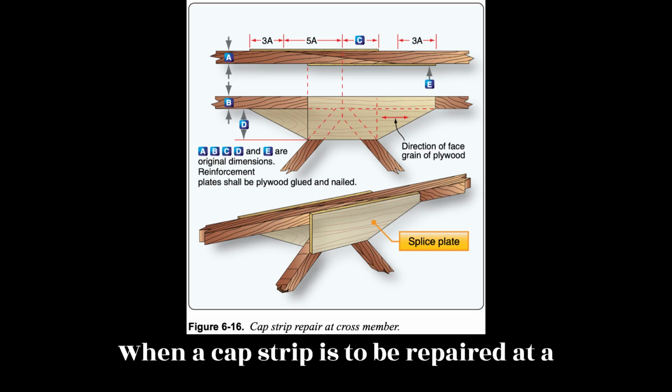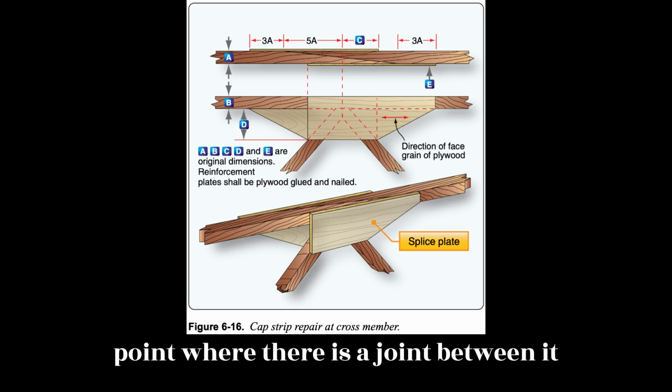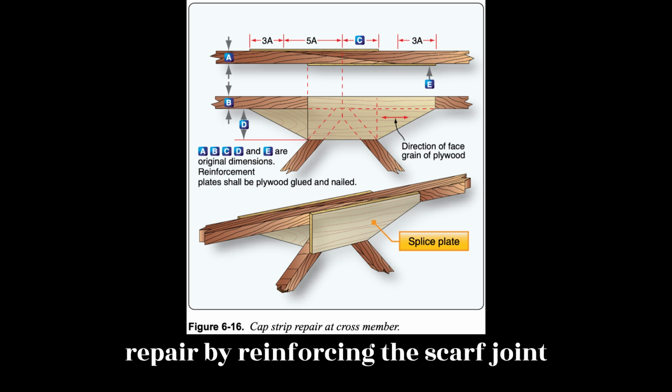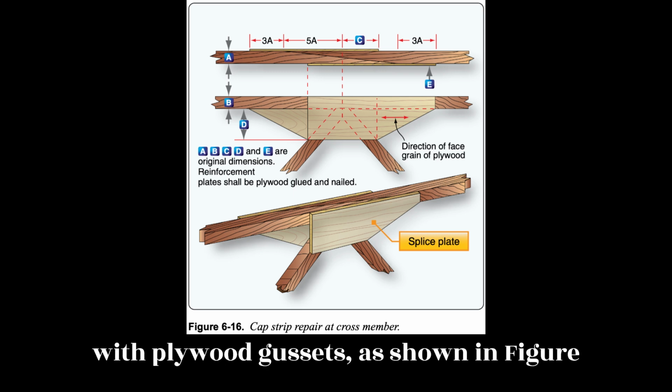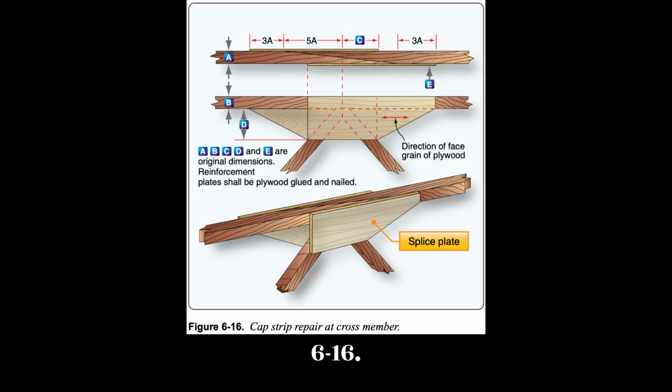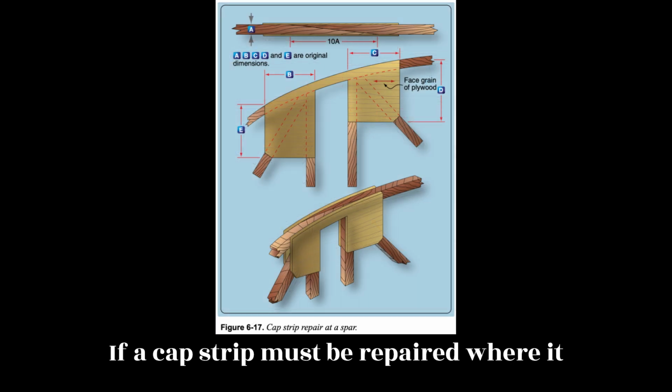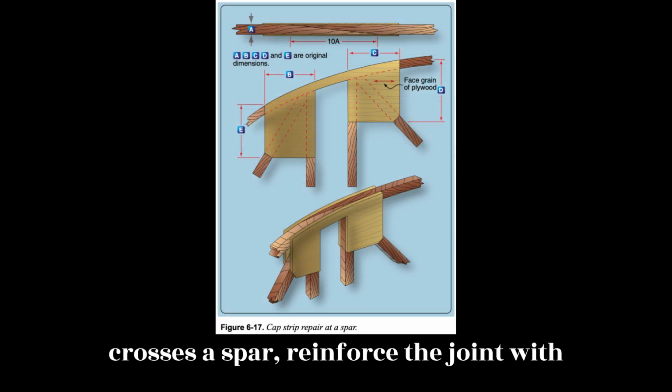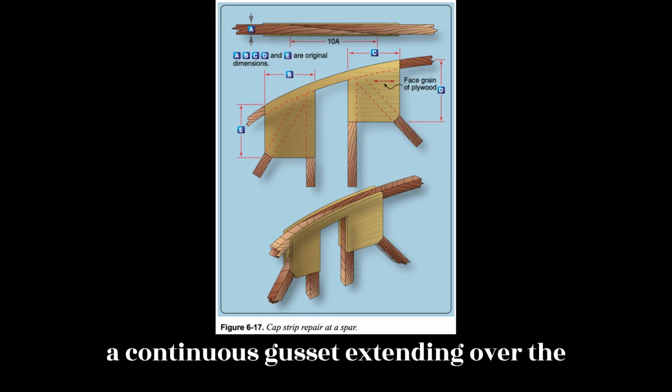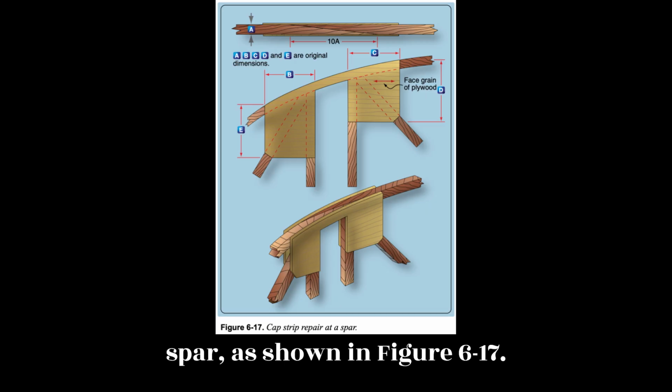When a cap strip is to be repaired at a point where there is a joint between it and cross members of the rib, make the repair by reinforcing the scarf joint with plywood gussets, as shown in Figure 6.16. If a cap strip must be repaired where it crosses a spar, reinforce the joint with a continuous gusset extending over the spar, as shown in Figure 6.17.